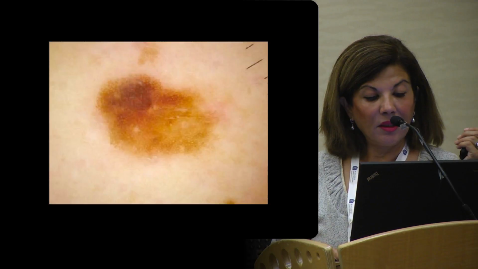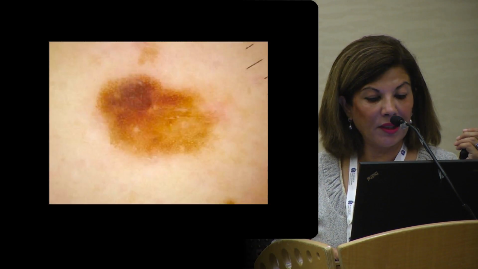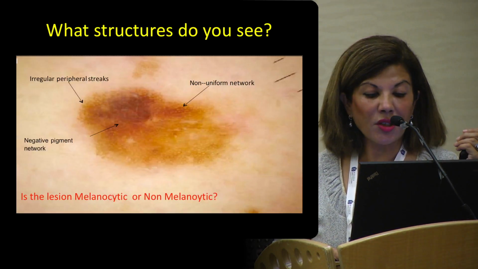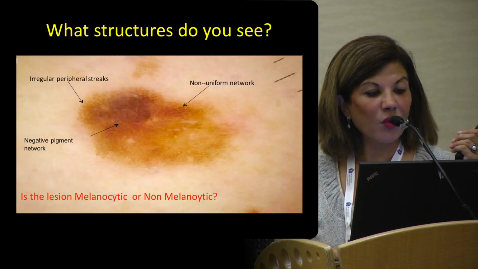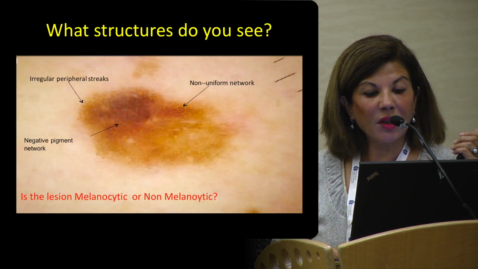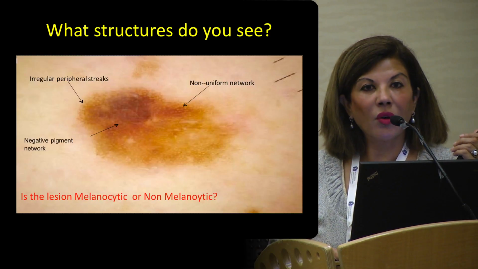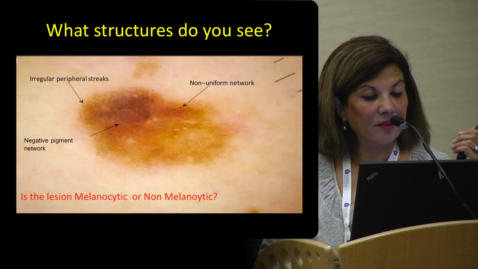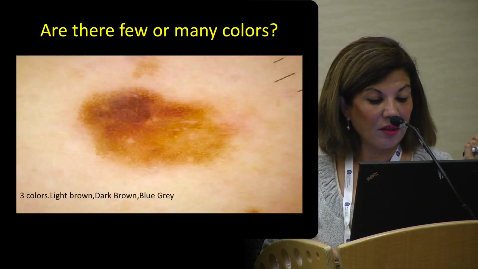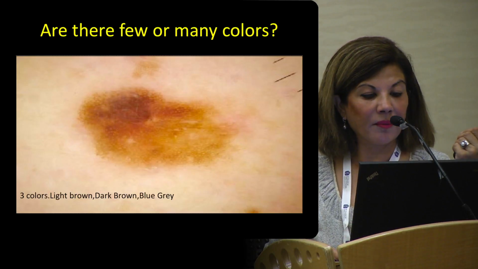lower back. This is what it looks like dermoscopically. How many structures? Here we see three structures. We see irregular peripheral streaks, we see a negative network, and we see an atypical or a non-uniform network. Therefore, it's considered to be melanocytic. How many colors are present? Here we see three colors, light brown, dark brown, and blue-gray.